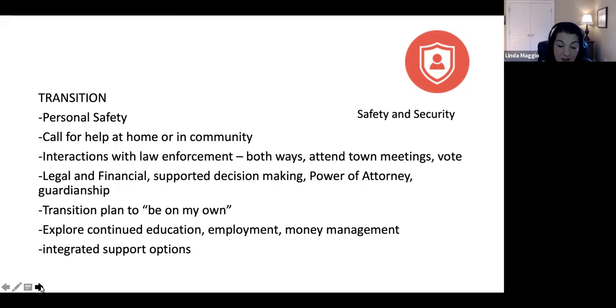Legal and financial support. Now's a good time for them to make supported decisions, introducing them how to do it on their own, but make sure they've got some support. And now's the time to look into a power of attorney or guardianship. Continue to explore education, community colleges, various technical schools, employment, part-time, whatever it may be. JP Morgan Chase here in Columbus has an internship program. It's called Autism at Work. So explore those in your area. Also now is the time to learn about money management.